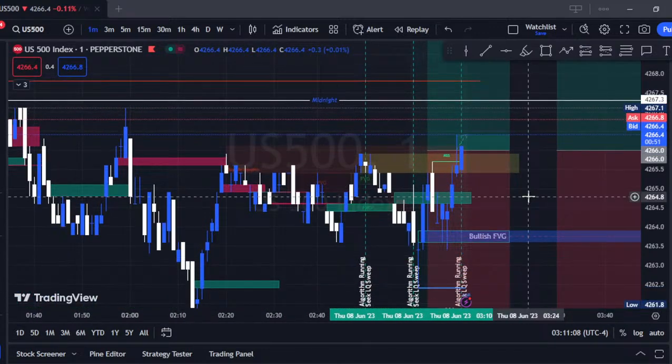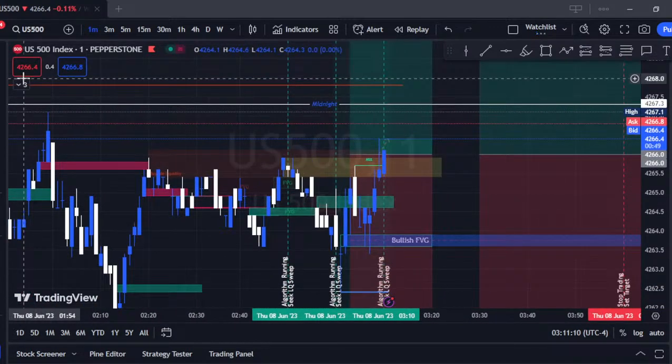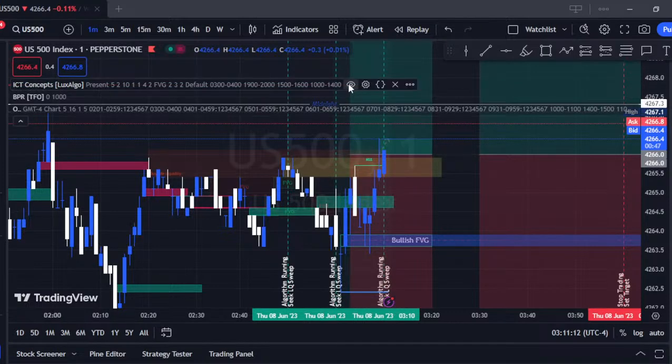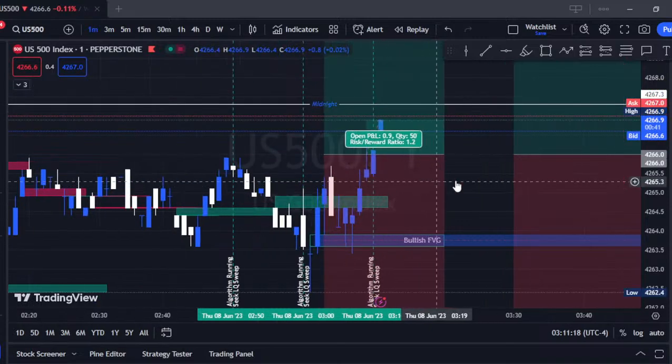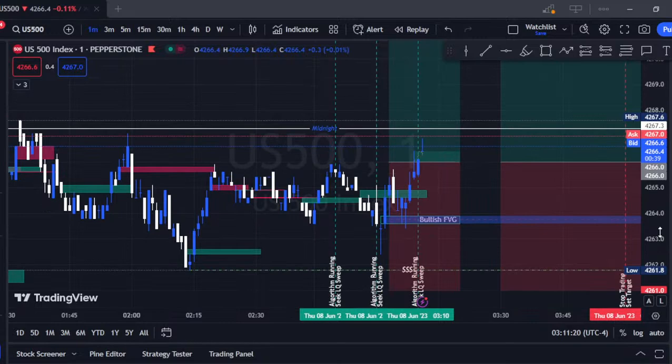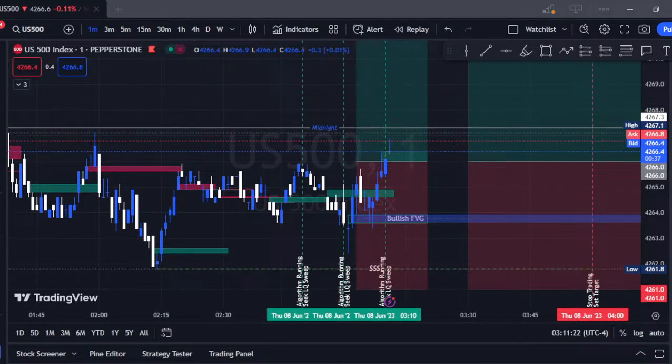Oh, what is this forming? I don't know. I'm using too many indicators. Okay, that's just something, I think I can turn this off. Not sure if I'm going to need it. Okay, looking at the price, it's going up. Let me see.